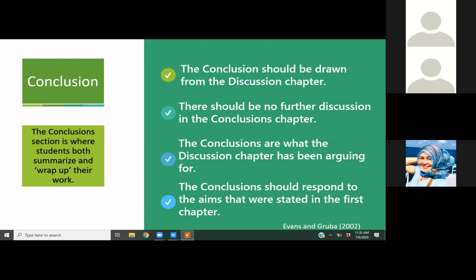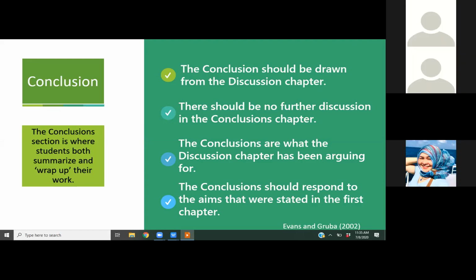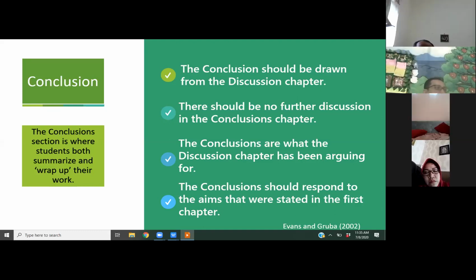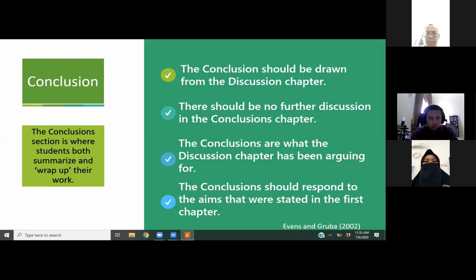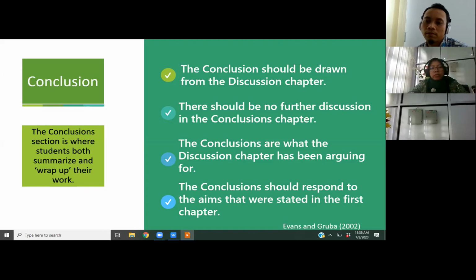Sometimes students still make a conclusion and a discussion there. And the conclusion is what the discussion chapter has been arguing for. And then it should, as mentioned before, mention the aim that's stated in the first chapters, meaning to say in the research question or the introduction of your thesis or your dissertation. So it's the place for the student to both summarize and wrap up the work, just a short conclusion.